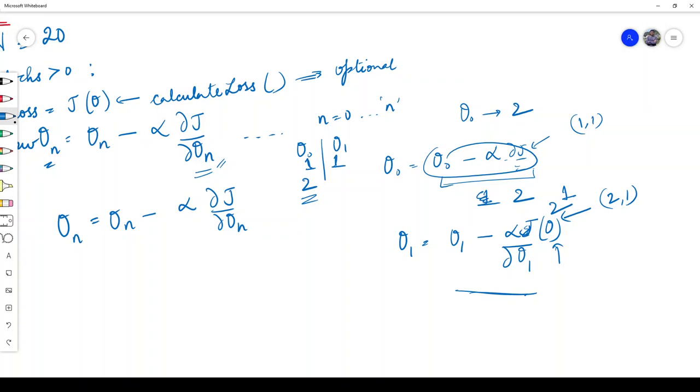J of theta will be calculated with the values 1 comma 1 or 2 comma 1. You want to calculate with 1 comma 1. That is why you store it in a temporary variable here, and don't use it.